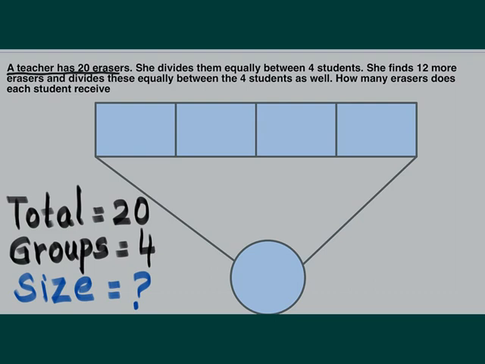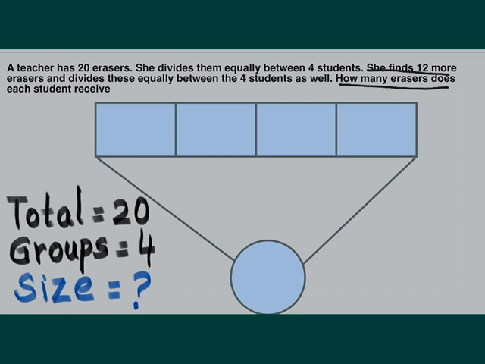A teacher has 20 erasers. She divides them equally between 4 students. She finds 12 more erasers and divides these equally between the 4 students as well. How many erasers does each student receive?